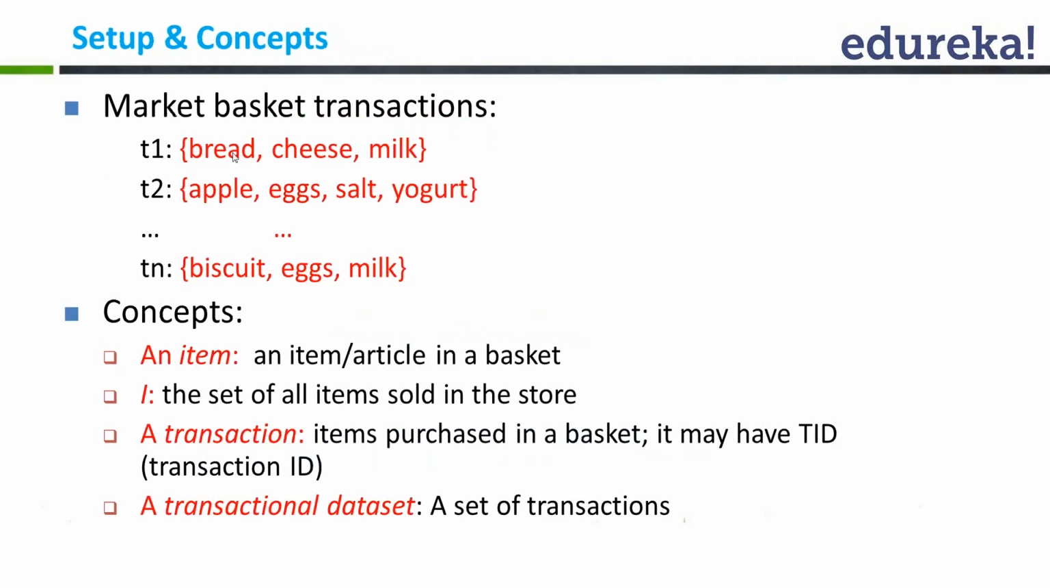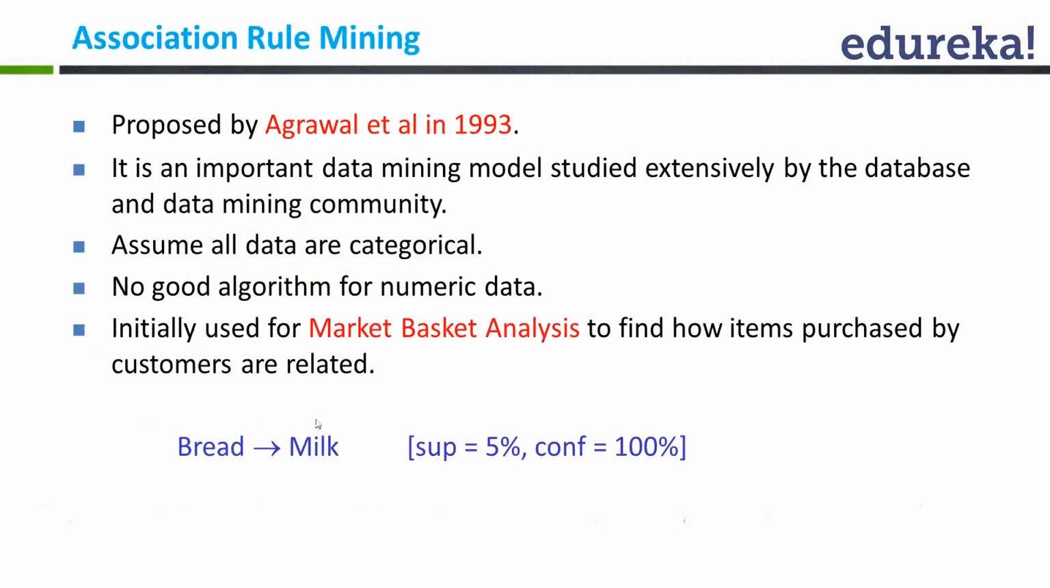Okay, this is just a representation of those transactions. Here my transaction 1 contains 3 items: bread, cheese, milk. Transaction 2 contains apple, eggs, salt, and yogurt, and so on. A bunch of transactions, each containing multiple items. Each of these is an item, and the entire set of items is called a transaction. Now, given this data set of transactions, we want to compute rules like this.